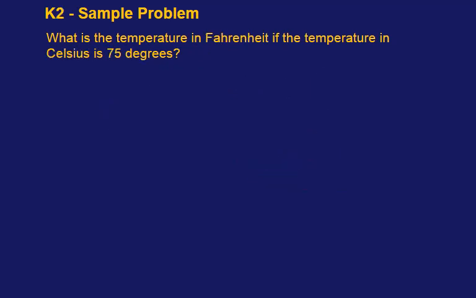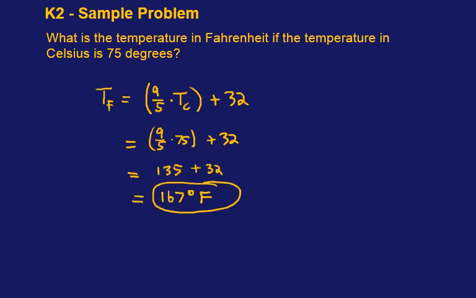Let's go ahead and try this one as well. So go ahead and pause the clip and convert, and then you can hit play when you're ready to check. Okay, so with this one, we should get 167 degrees Fahrenheit from 75 degrees Celsius.